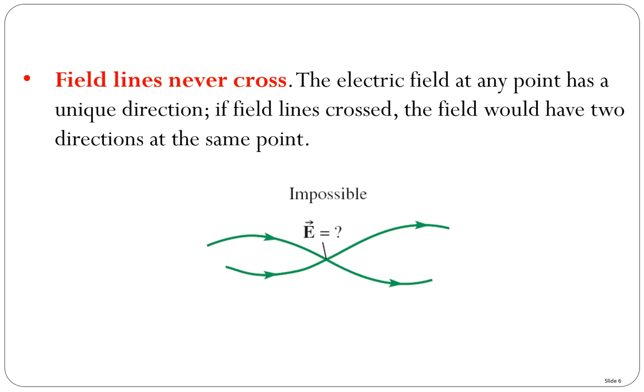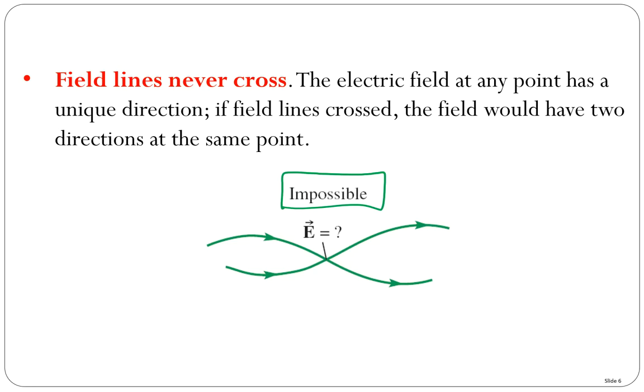Okay, something that cannot happen: electric field lines cannot cross. Why can electric field lines not cross? How do you find the electric field based on what we just did? We start with straight lines going out, and then when we have the electric field from this charge and this charge, how do we find the resulting electric field?